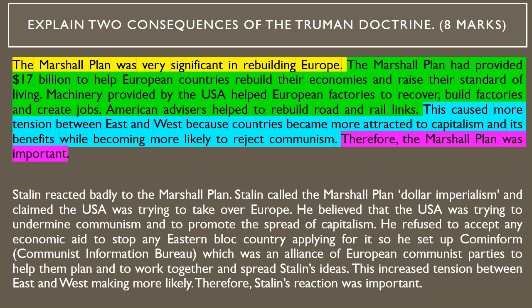There's a kind of question you can get about the consequences of the Truman Doctrine. One of them is the Marshall Plan. So again, Peel structure, explaining the impact, the importance of the Marshall Plan. Of course, this is going to increase tension between the two, make the countries less inclined to become communist, okay? And also, it upsets Stalin, dollar imperialism, and that again would increase tension between both sides.